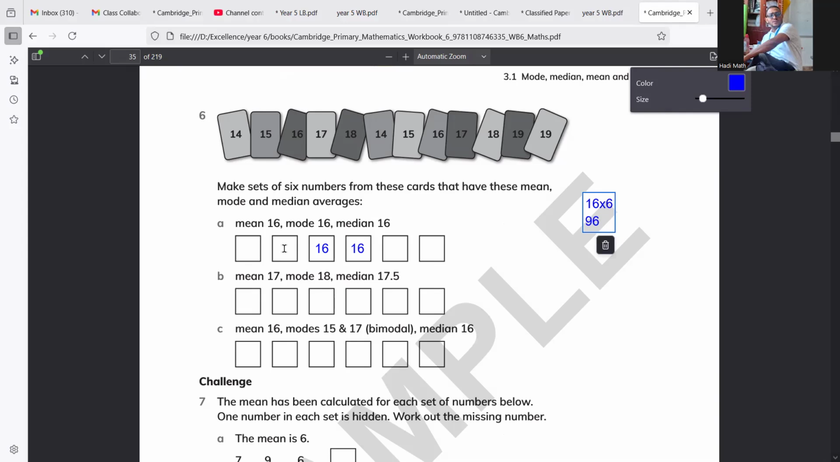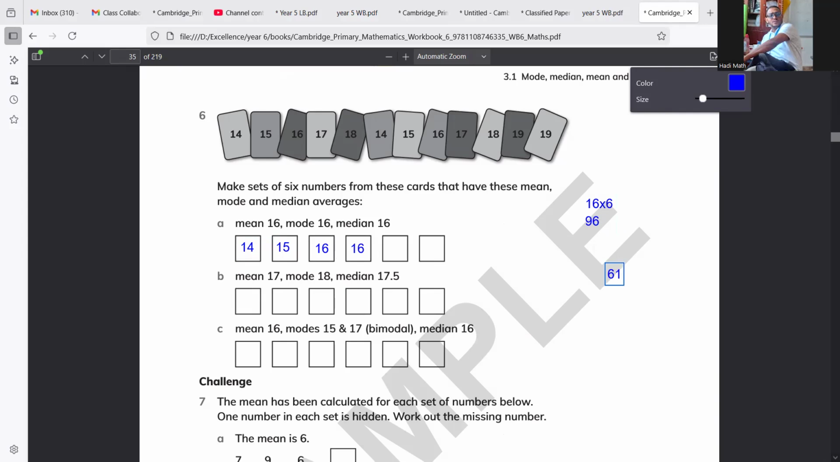If we say this one is 15, 15? No. If we say 15, 15, we're going to destroy the mode. The mode is not going to be 16. So we have to pick this one as 14, and this one we make 15, because we're making order. Now 16 and 16, 32. 15 and 14 is equal to 29. Okay, 32 and 29 is equal to 61.